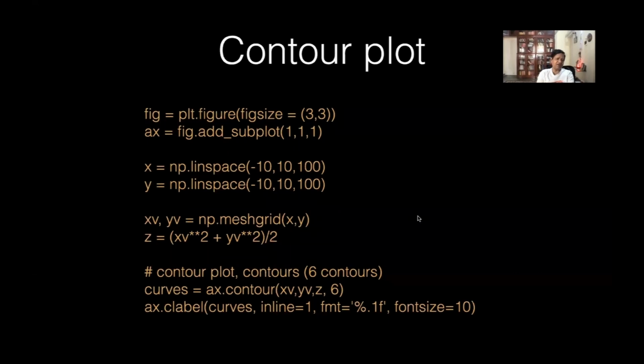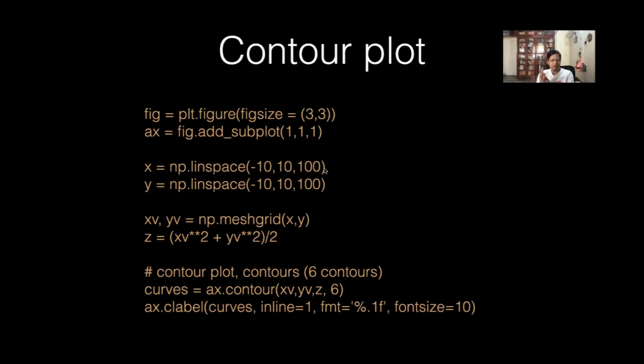My function is (x squared plus y squared) by 2. Okay, this is my function. Now I create these two arrays, x and y, ranging from minus 10 to 10 with 100 points. Now this is the important line: xv comma yv is np.meshgrid. So I create a mesh. The number of points in the mesh is 100 by 100.